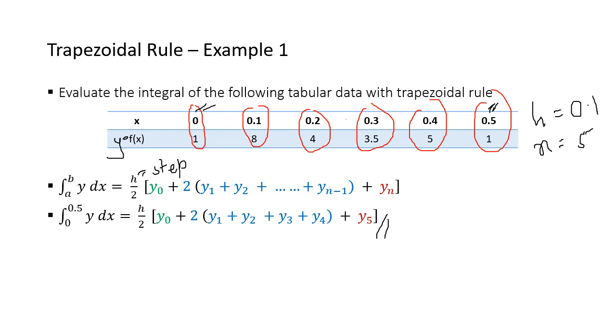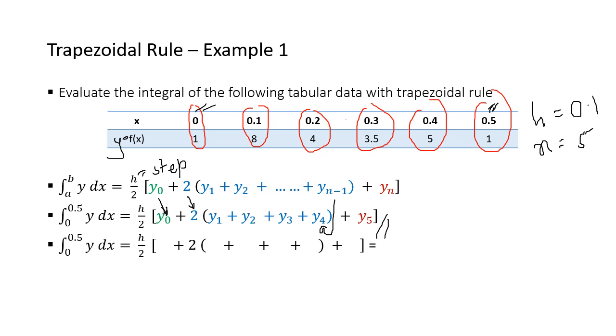The integral of y dx equals h by 2. So we start with the colors. First, green color, y0 as it is, then 2 into the blue bracket. The terms go from y1 to yn minus 1, as n is 5, and n minus 1 in this example is 4. So y1 plus y2 plus y3 plus y4 plus, and finally, brown color, the last term in the square bracket, yn, y5. Alright, so let us substitute the values.